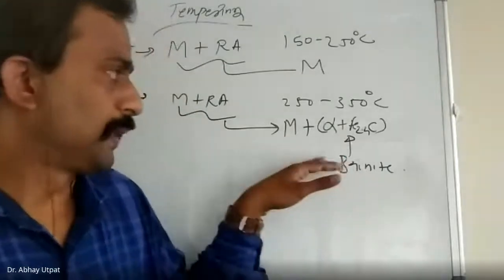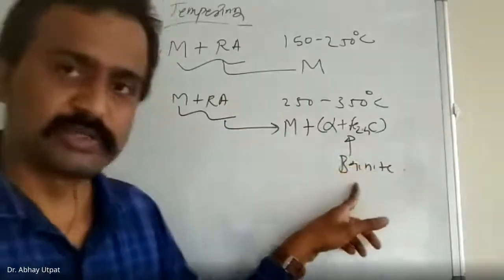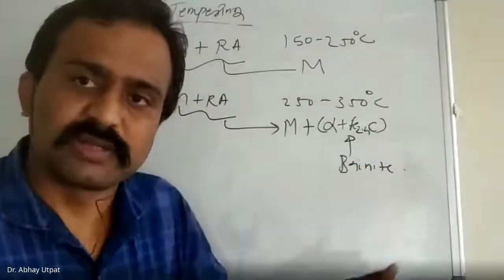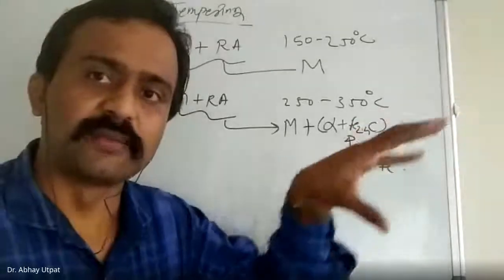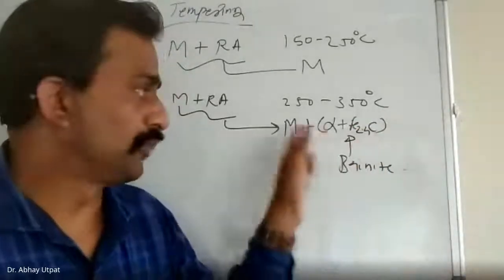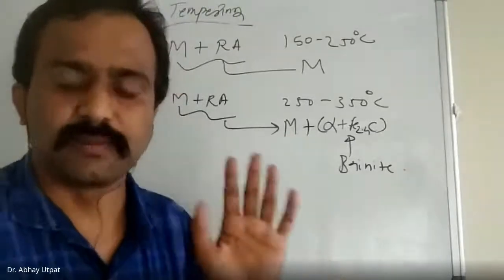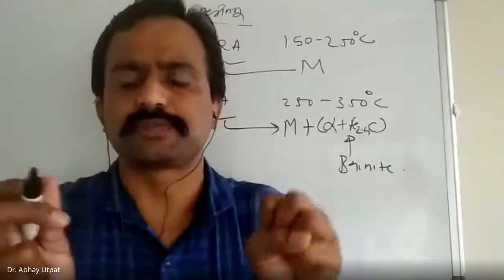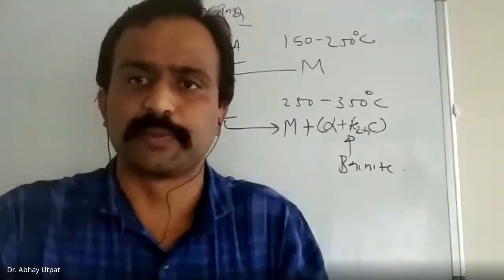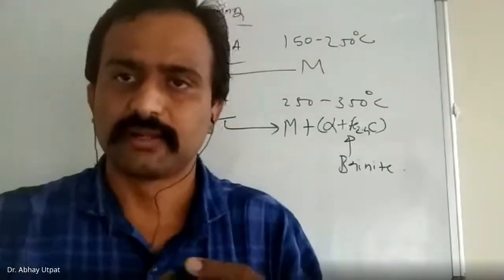But here, whatever retained austenite is there is converted into bainite. So some compromise takes place, and an improvement in toughness with sufficient hardness is there. For example, you have 50 RC. Suppose a specimen is coming under shocks, for example, a spring.